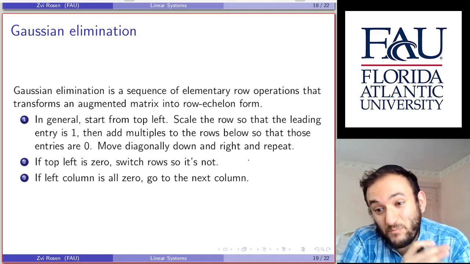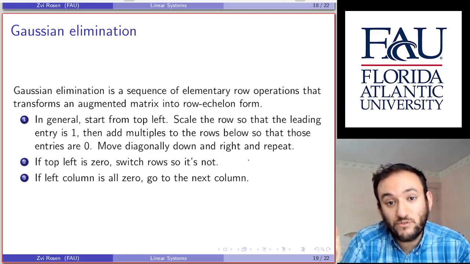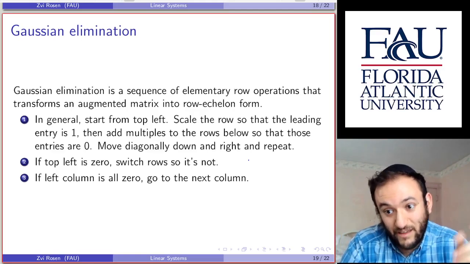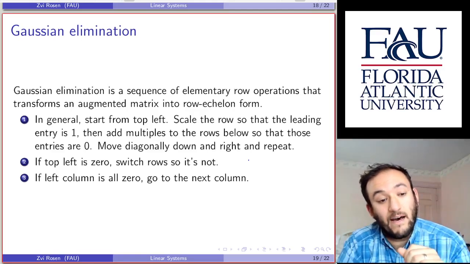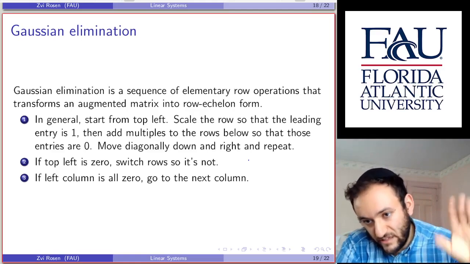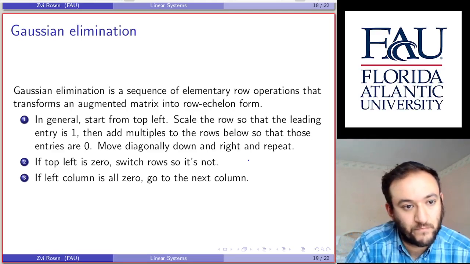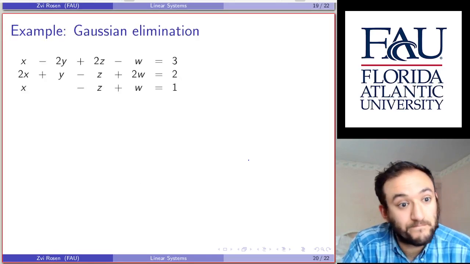Okay, so if the top left of whatever part of the matrix you're looking at is 0, you want to switch rows so that it's not 0, and then you can scale it to 1. But if there's no row like that, if the whole column is 0, then you just go to the next column. Okay, you can leave that column as 0 and you're fine. Okay, and that's basically Gaussian elimination.